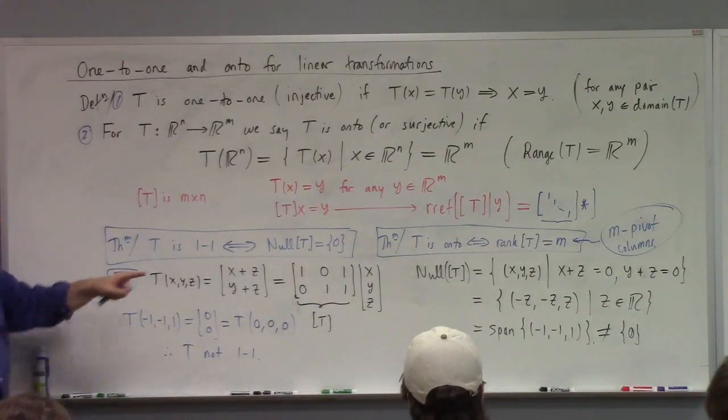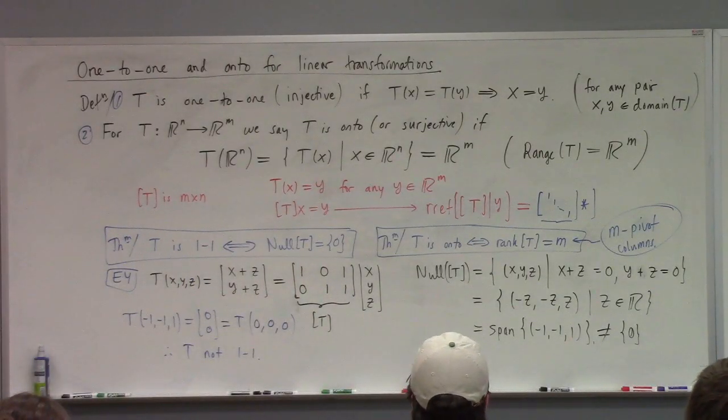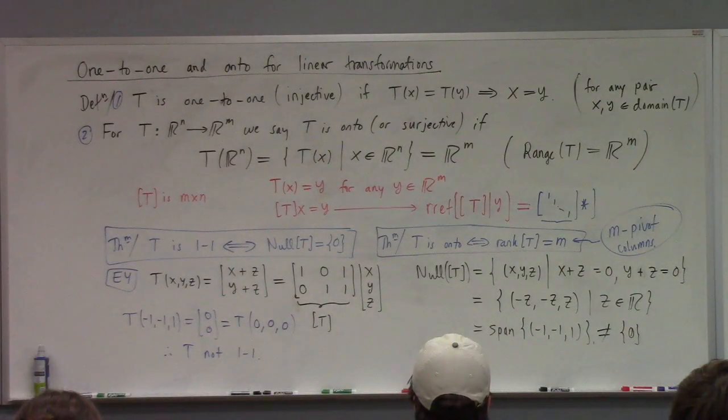Yay. What's the rank of that matrix? How many pivot columns? 2. Is this map onto? Yes, the output is R2. We have 2 pivot columns. We can reach everything in R2. It's an onto map. That's all there is to this.